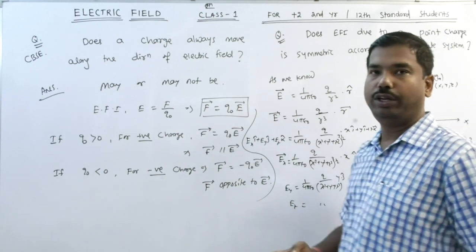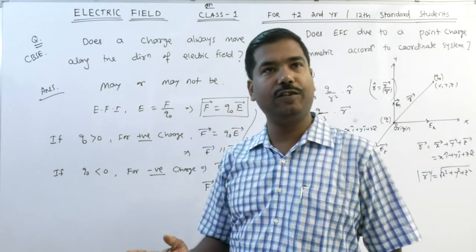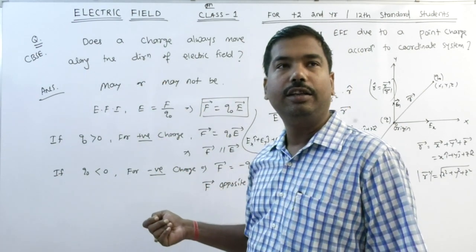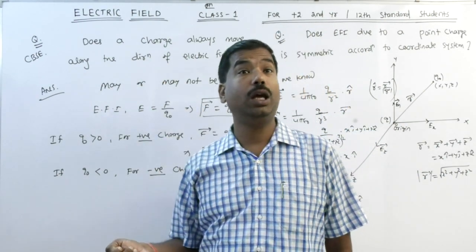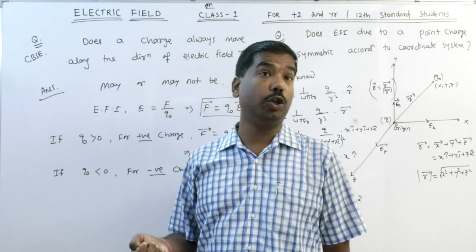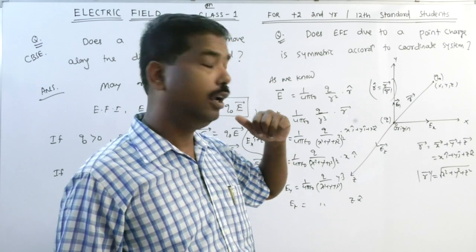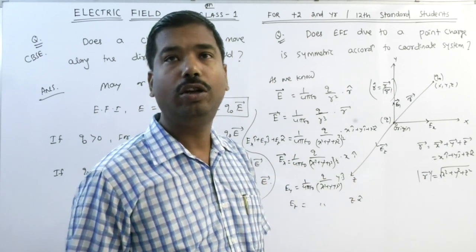Clear? So, at first we will discuss electric field intensity, then how the electric charge will move. That depends upon the magnitude of the charge. Is it positive or negative? Then we will discuss the electric field, which is already discussed, that the electric field is also symmetric.